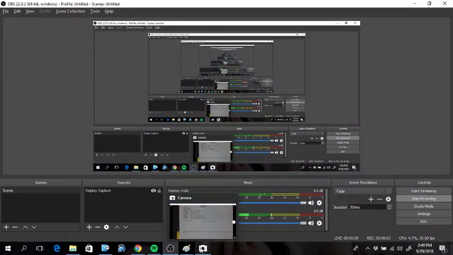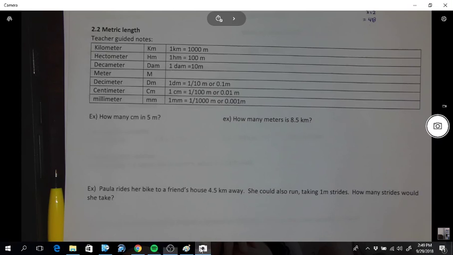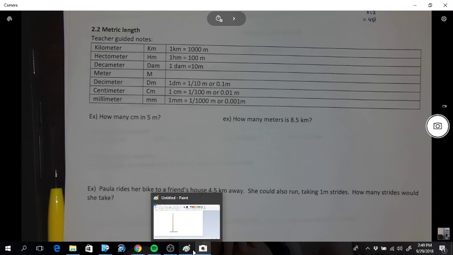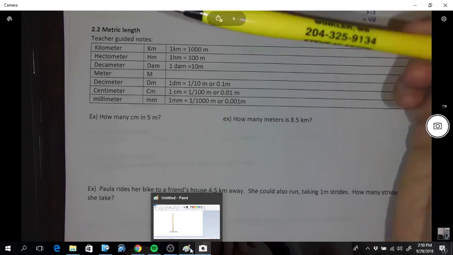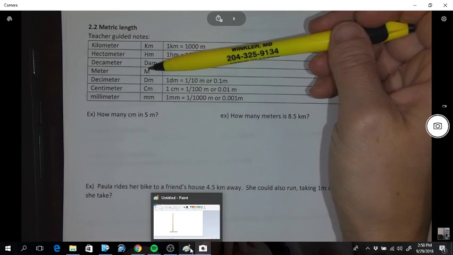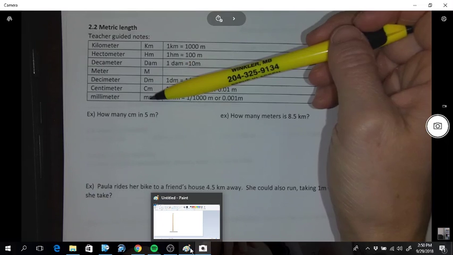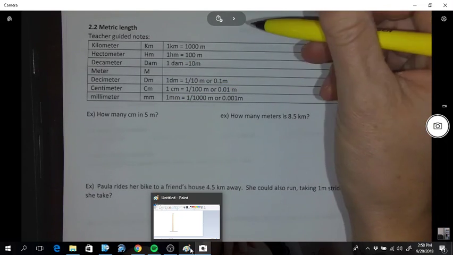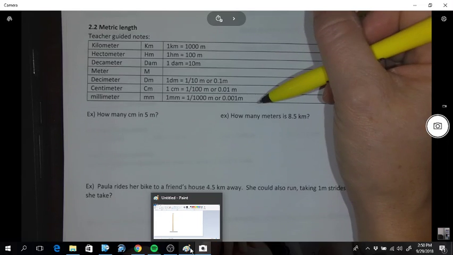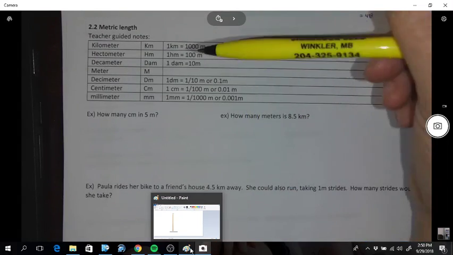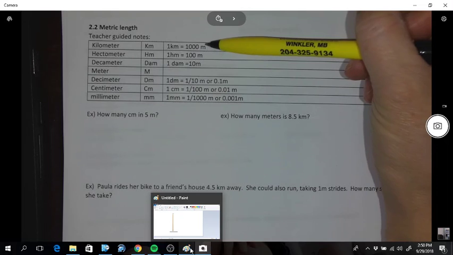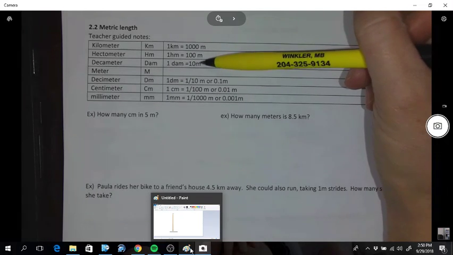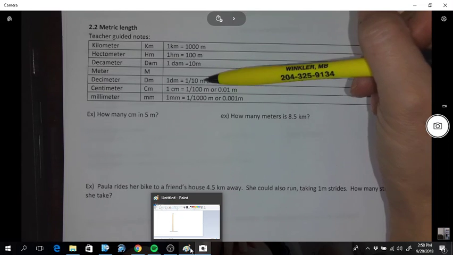Okay, today in lesson 2.2 we're going to learn about metric lengths. So these are the words that we're going to talk about: kilometer, hectometer, decameter, meter, decimeter, centimeter, millimeter. Okay, on this chart it goes in increments of 10. So a kilometer is 10 times bigger than a hectometer, hectometer 10 times bigger than a decameter, decameter is 10 times bigger than meter, and so on.